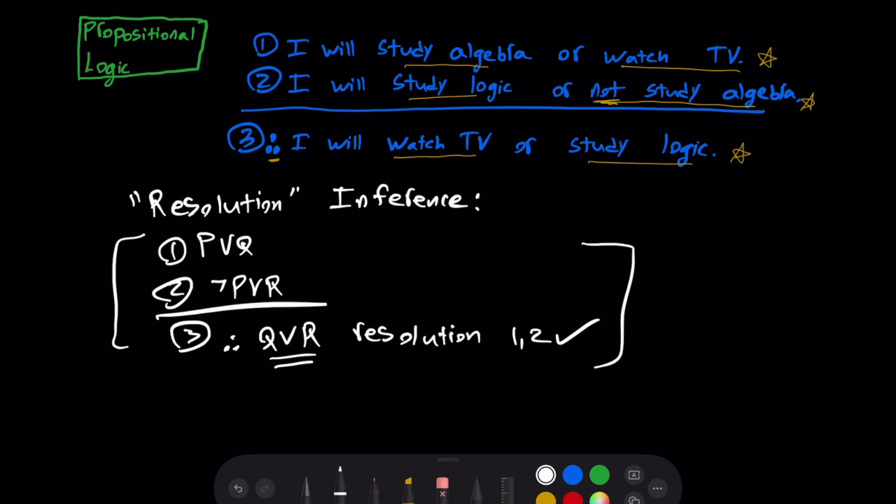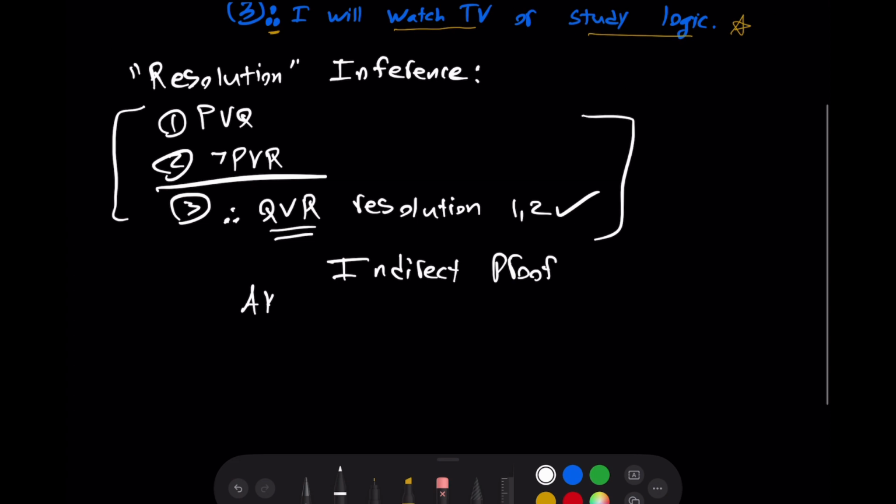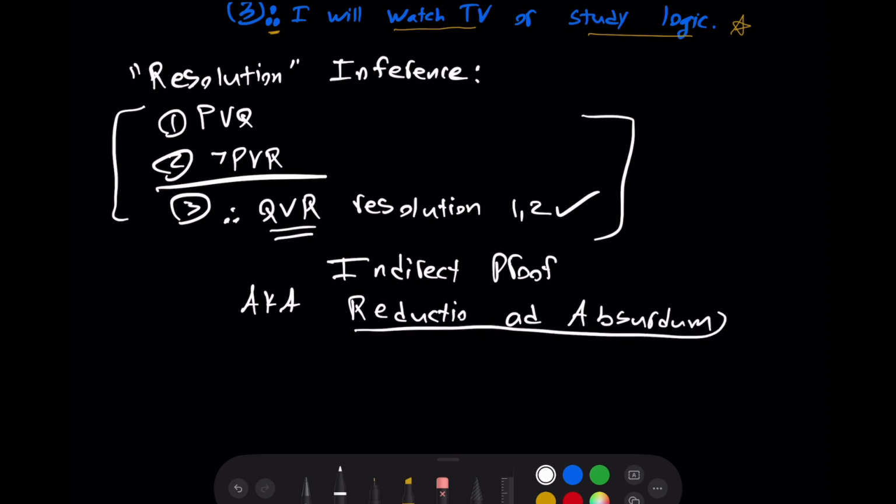But to prove it, we're going to need to do an indirect proof, also known as a reductio ad absurdum. So in any indirect proof or reductio ad absurdum, we'll assume the opposite of what we want to prove. And from that assumption, we'll attempt to derive a contradiction. And because a contradiction cannot be true, what led to that contradiction cannot be true, and so we would have proved what we want to prove.